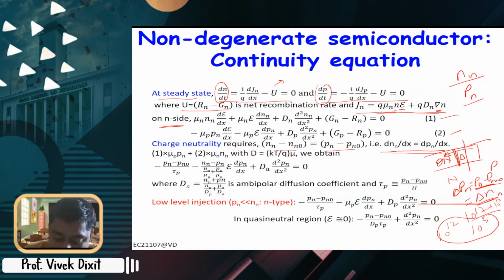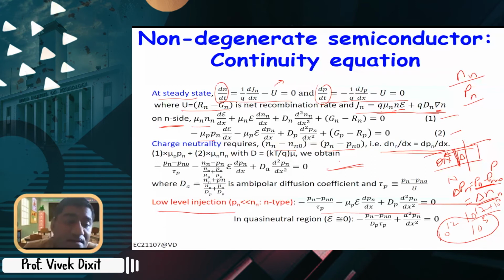Now from these two equations, 1 and 2, let us remove the d by dx term. We can eliminate the d by dx term if we multiply the first equation by mu p times pn and the second equation by mu n times nn, and we add. When we add it, we get this expression. It looks complicated, but we will use certain special cases, for example low level injection. This complicated equation will reduce to a simpler equation.